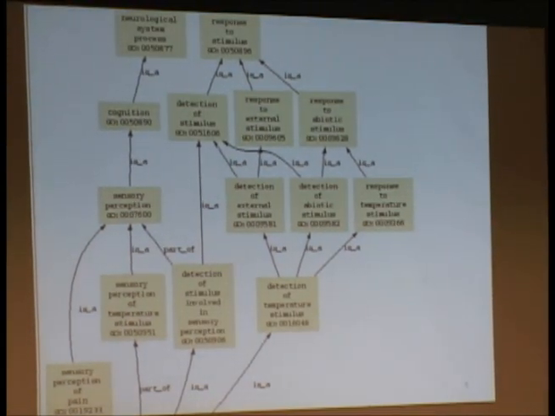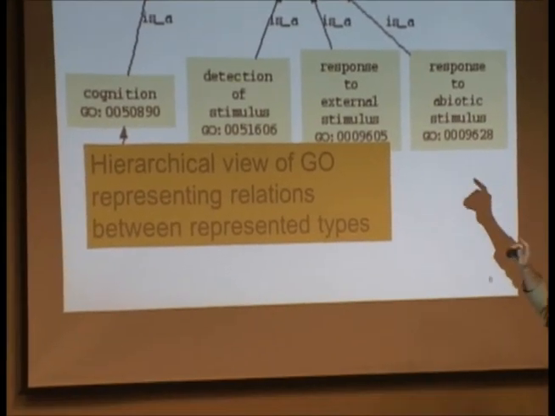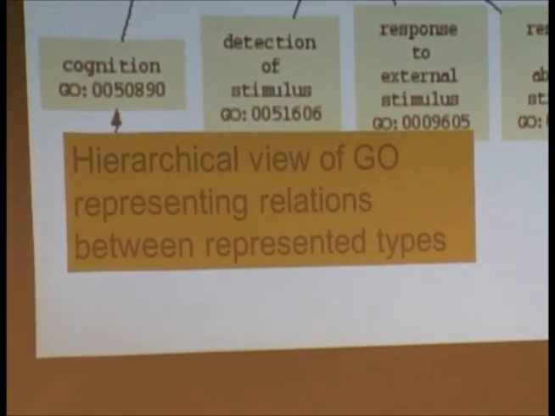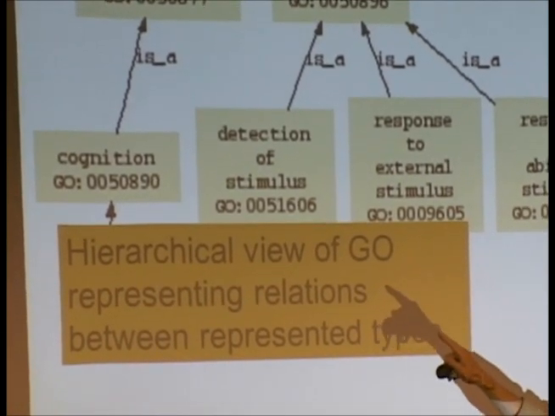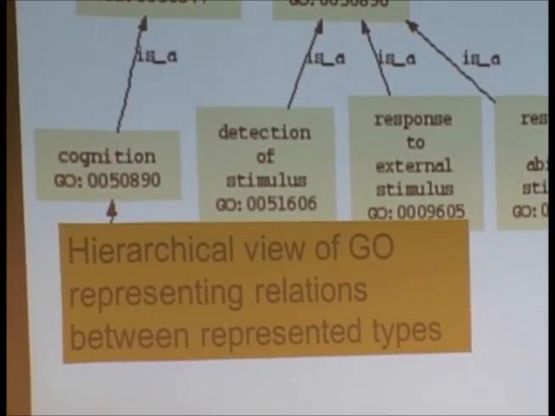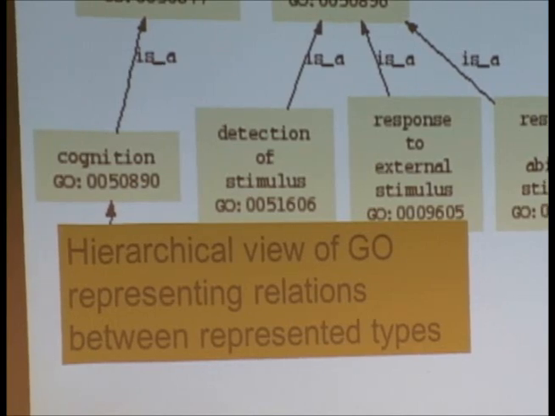Initially, there were just two relations joining together terms. So we can see the terms here. Cognition is a neurological system process. That means that every instance of cognition is an instance of a neurological system process. In addition to these is-a or subtype relations, the gene ontology also has part-of relations.